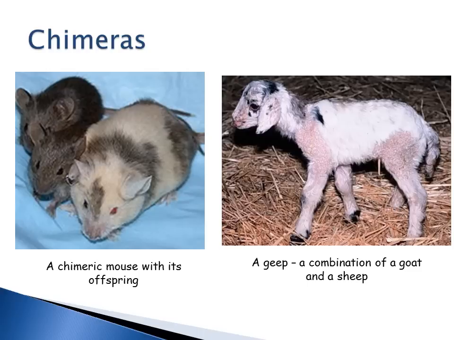So here's a picture of some chimeras, and on the left-hand side you see the chimeric mouse, and it has two different colors in its fur with its offspring. And on the right is a chimera that was scientifically made, and it's called a geep, where they combined goat and sheep cells.